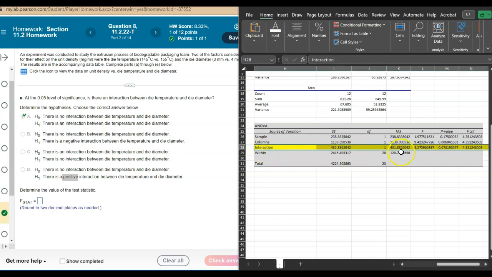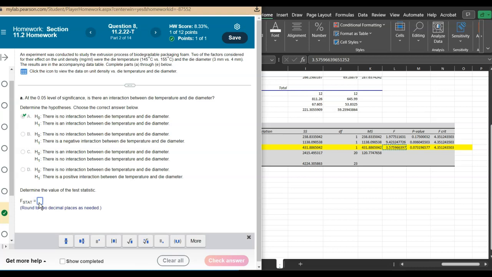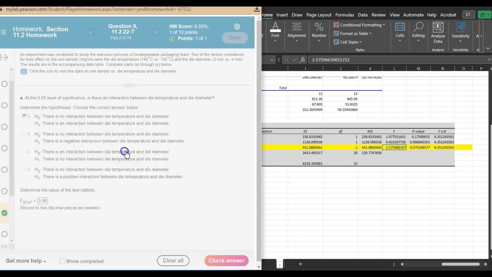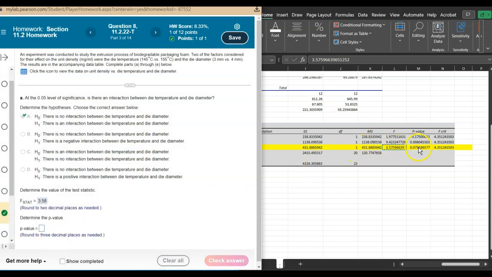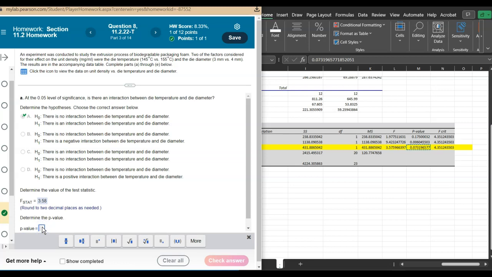All right, so you can see it, interaction, and what you want to choose is the F value. Copy it and paste it, round it to 2 decimals, and that should be it. Now they're asking about the p-value. P-value is just next to it. Again, copy and paste, round to 3 decimals.